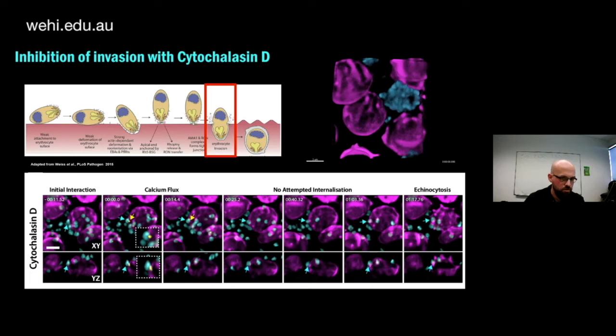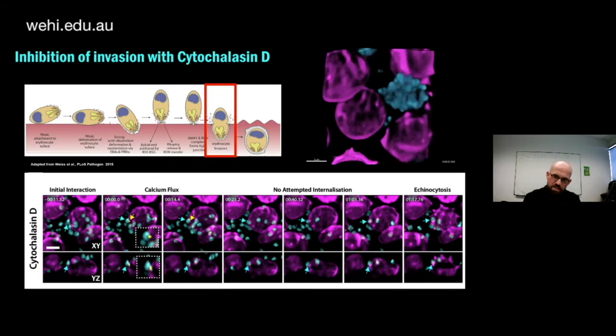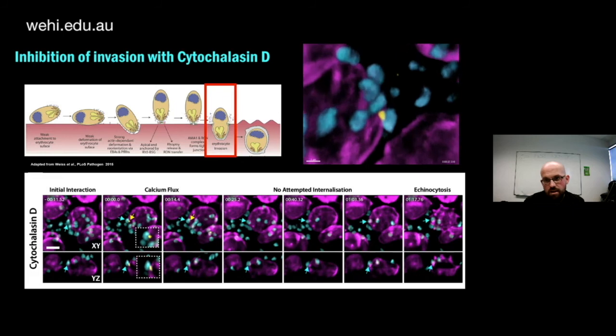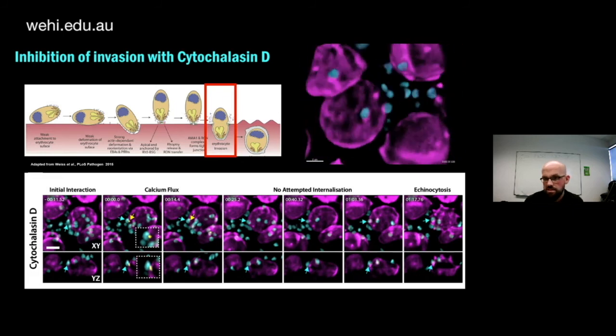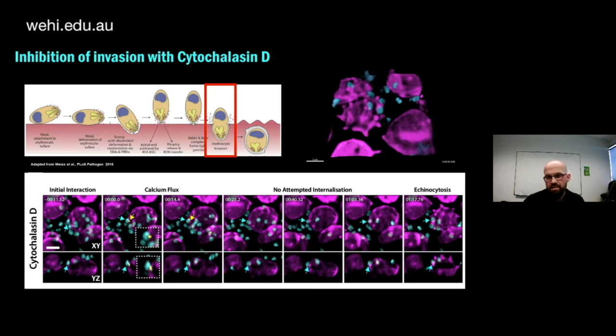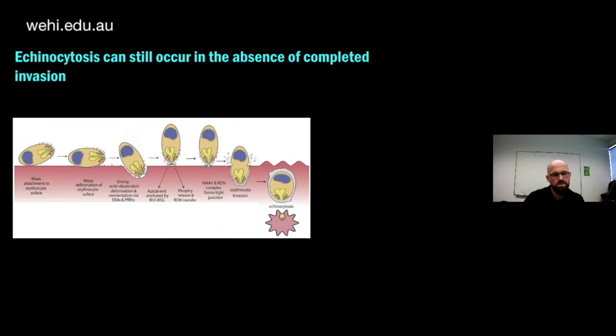So it can't deform the membrane, it can't attempt to invade, but it does still induce echinocytosis. You see that in this movie here, where we have the rupture of a schizont. The parasite attaches, fluxes, it just sits there for a while doing something, and then echinocytosis. The fact that echinocytosis was still happening in the absence of invasion, we thought was kind of interesting.